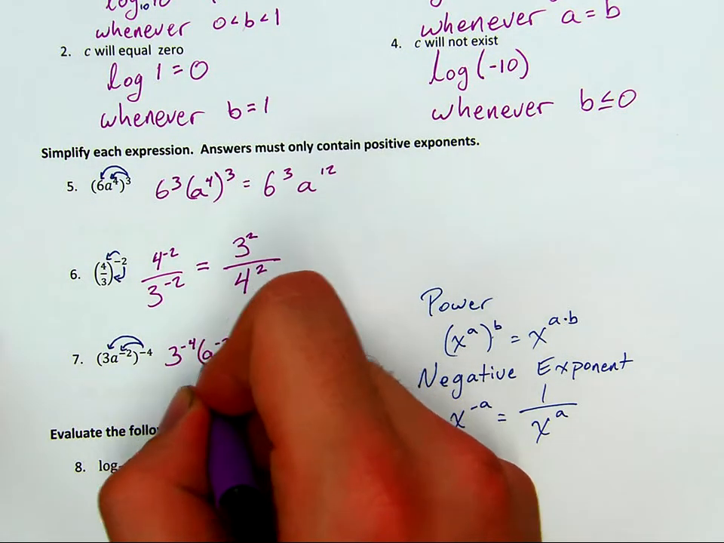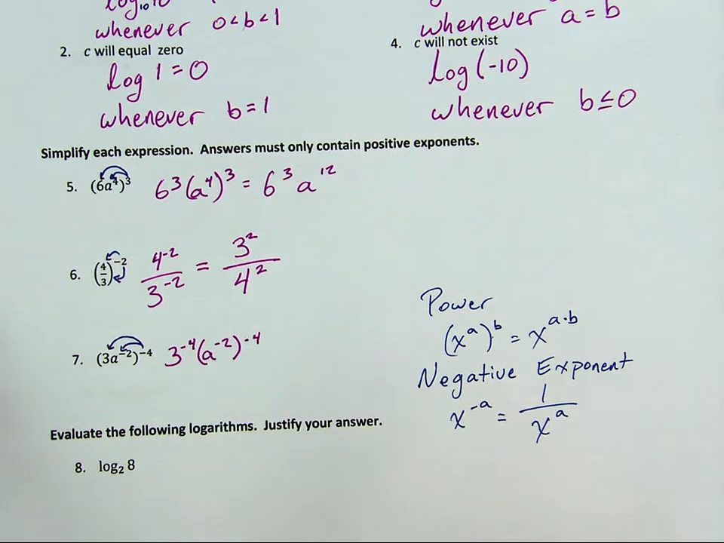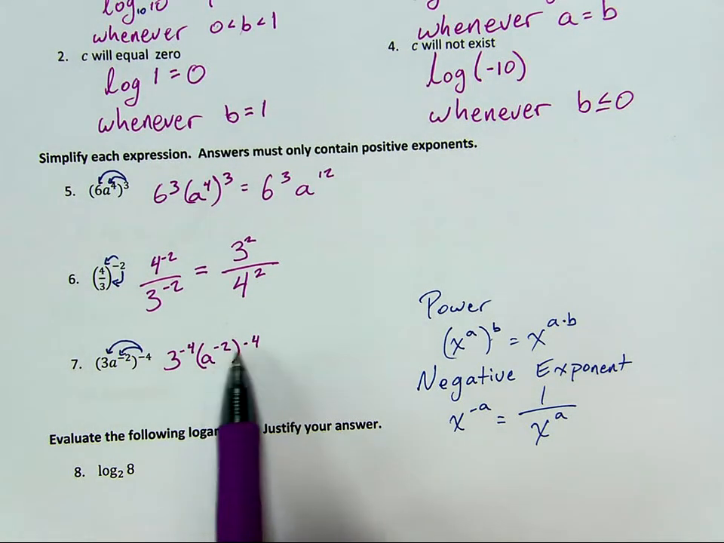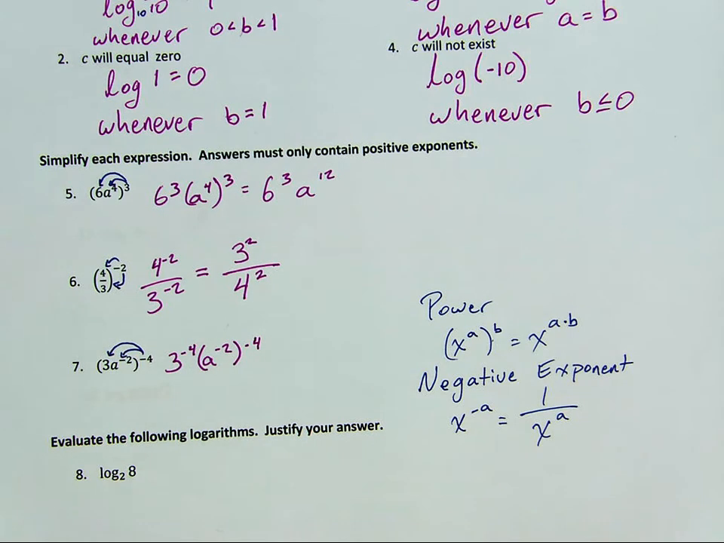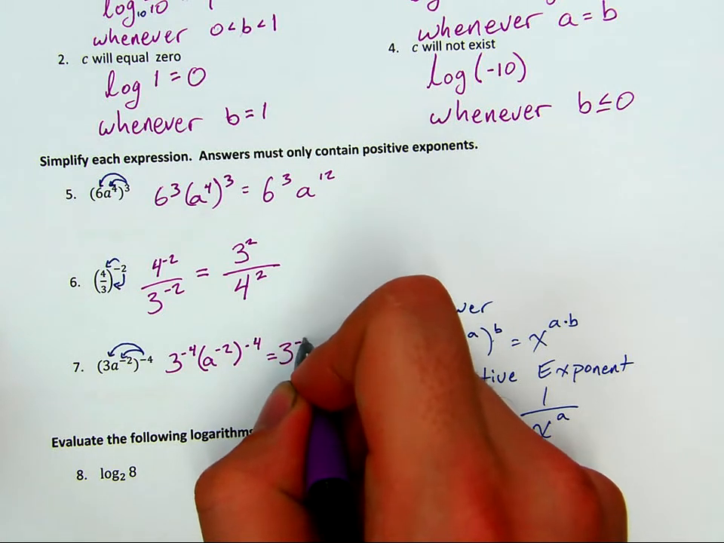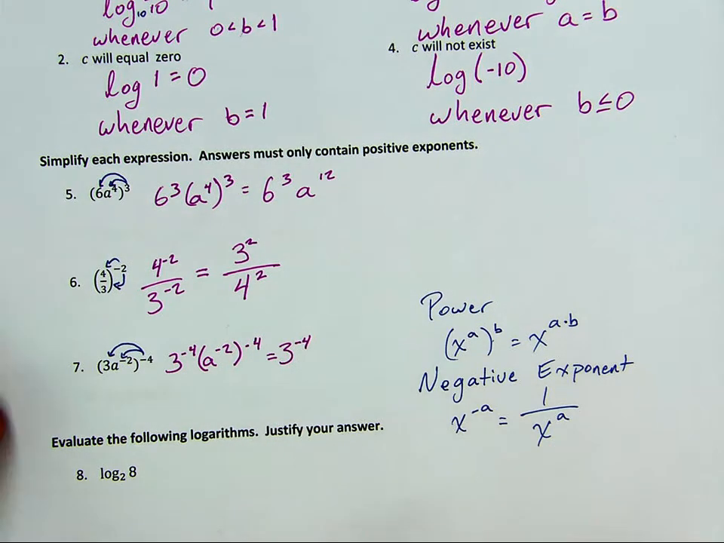Now, before we start dealing with all of these negative exponents, what we want to do is use our power rule here to simplify those two exponents. Because this is the power rule, we have to take the exponents and multiply those together. So that 3 to the power negative 4 will just hang out there. And then we're going to have this a to the power of negative 2 times negative 4, which is going to be a positive 8.